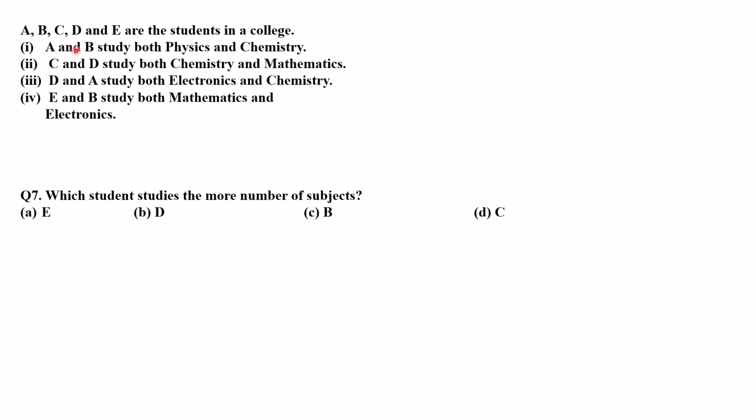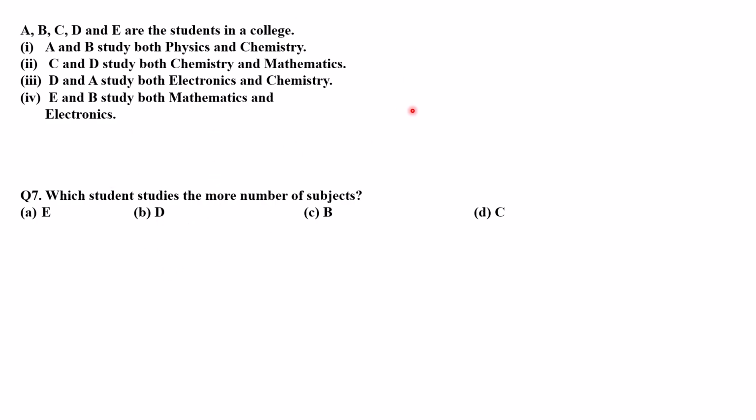Now next, A, B, C, D and E are students in a college. A and B study both physics and chemistry. C and D study both chemistry and mathematics. D and A study both electronics and chemistry. And E and B study both mathematics and electronics. Now based on this information, you have to solve the below questions.